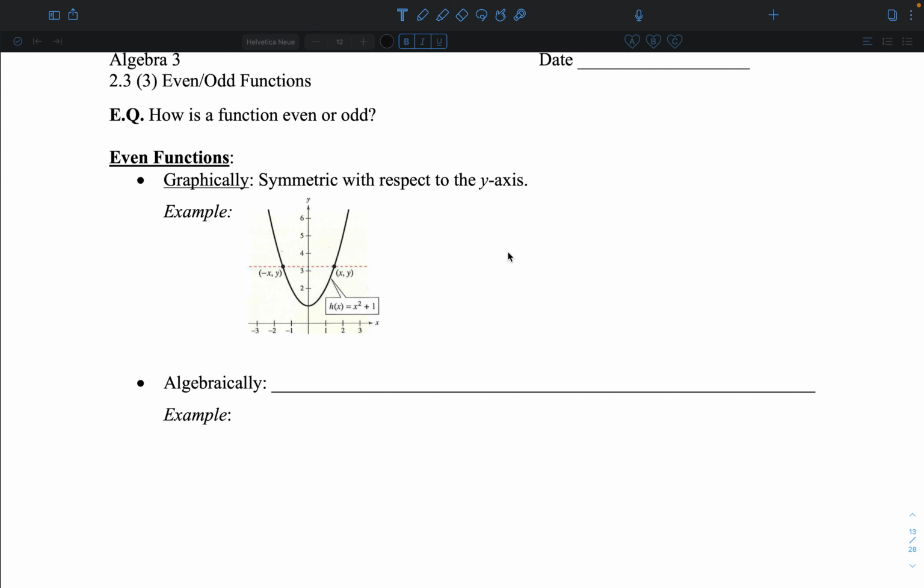This lesson is section 2.3, and it's the last day of section 2.3. We're going to be determining if functions are even, odd, or neither, because they don't have to be even or odd. So let's go ahead and jump in.